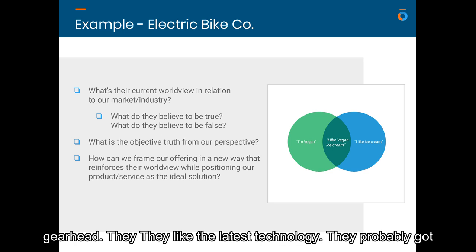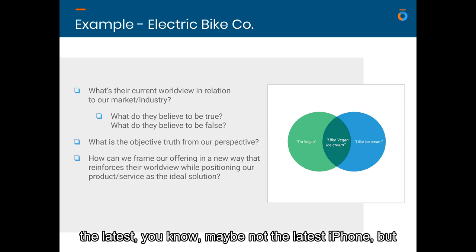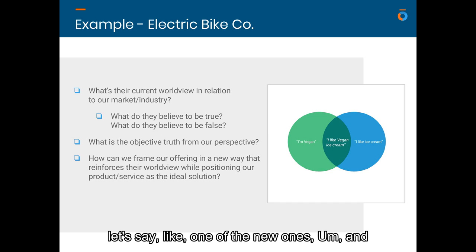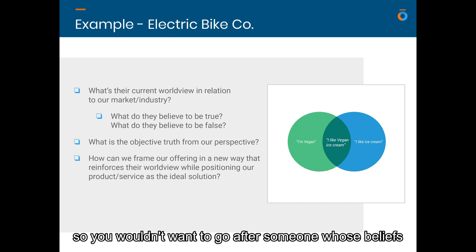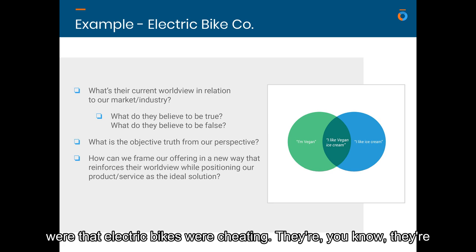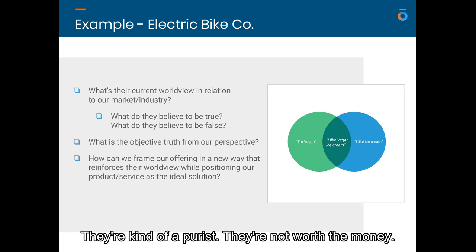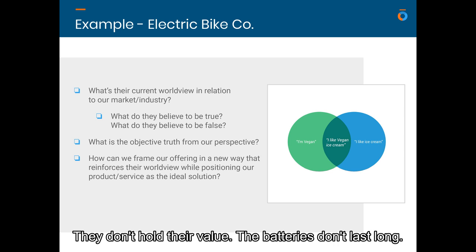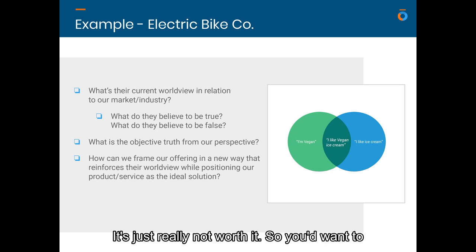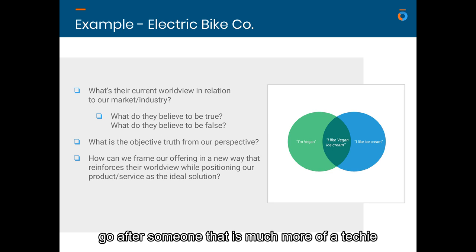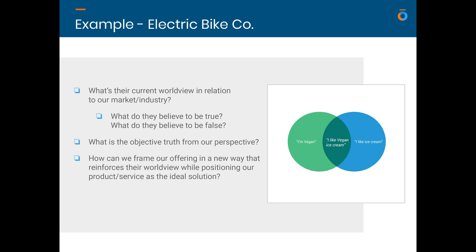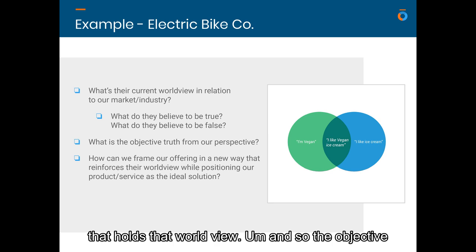right? So this person is probably kind of a gearhead. They like the latest technology. They probably got the latest, maybe not the latest iPhone, but let's say one of the new ones. And so you wouldn't want to go after someone whose beliefs were that electric bikes were cheating. They're kind of a purist. They're not worth the money. They don't hold their value. The batteries don't last long, and it's just really not worth it. So you'd want to go after someone that is much more of a techie that holds that worldview.